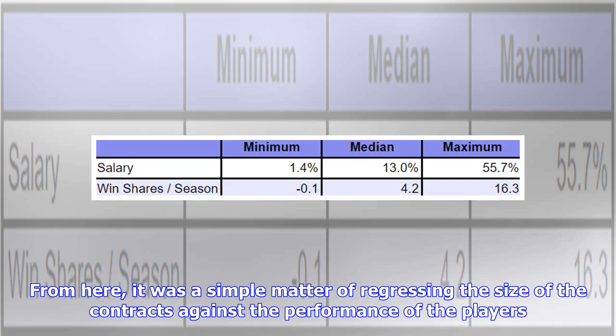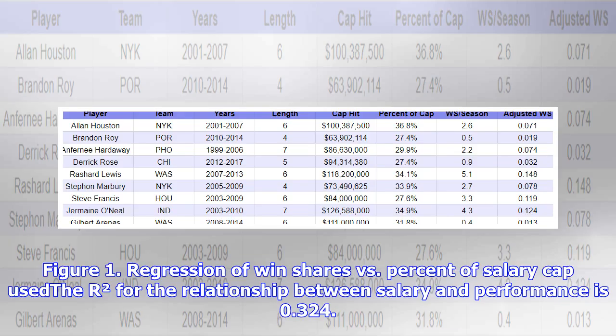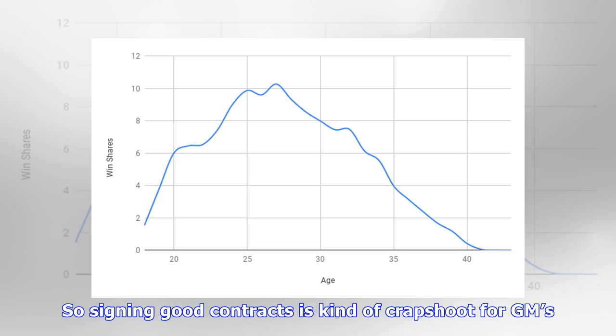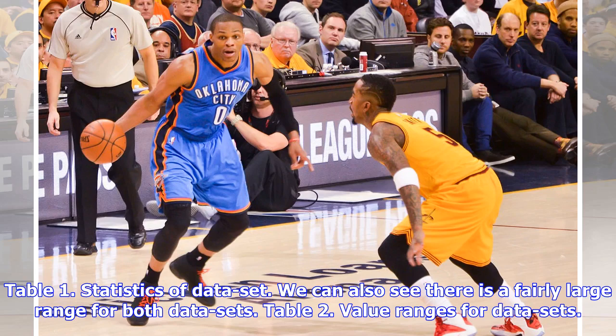From here, it was a simple matter of regressing the size of the contracts against the performance of the players. Figure 1. Regression of win shares versus percent of salary cap. The R-squared for the relationship between salary and performance is 0.324. So signing good contracts is kind of a crapshoot for GMs. Table 1. Statistics of dataset. We can also see there is a fairly large range for both datasets. Table 2. Value ranges for datasets.